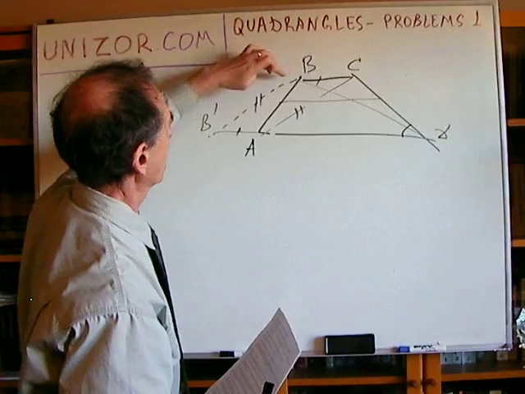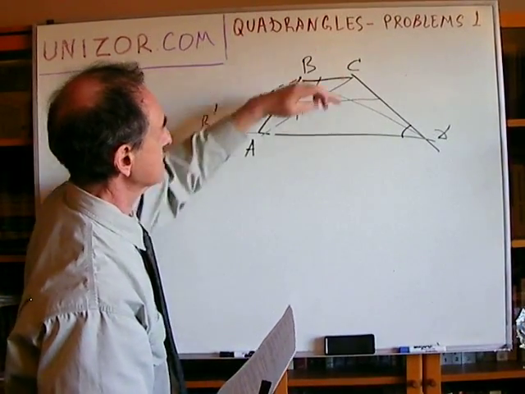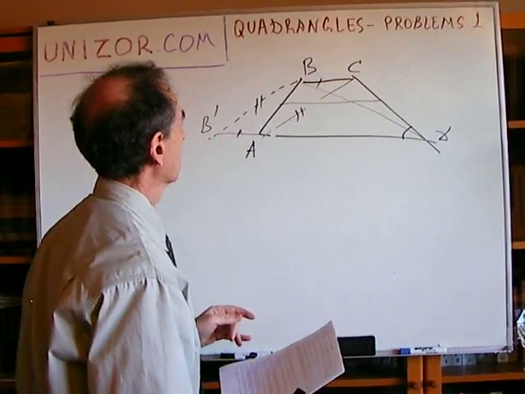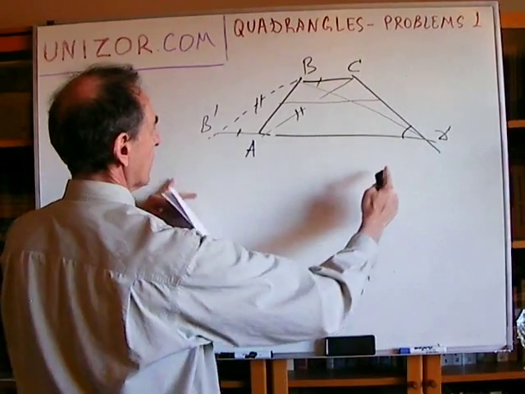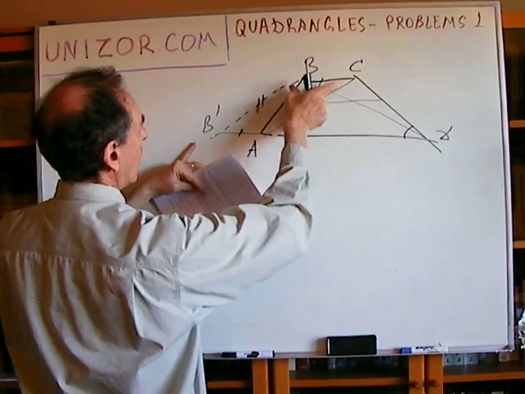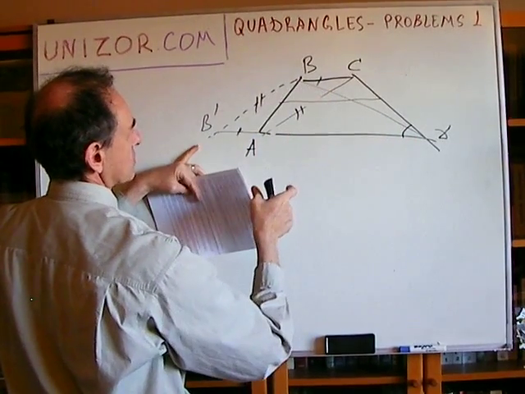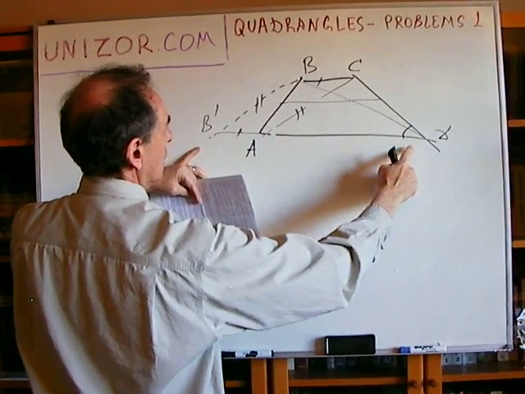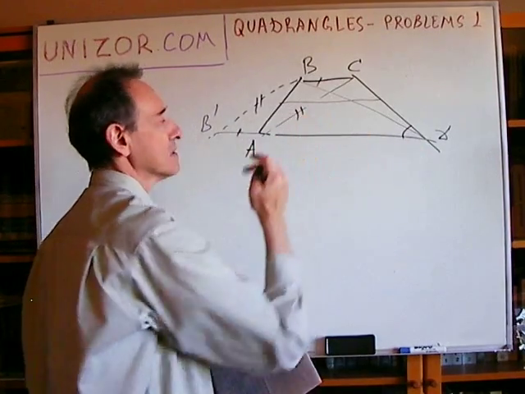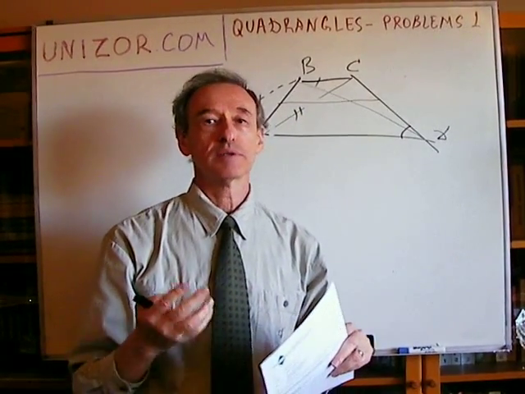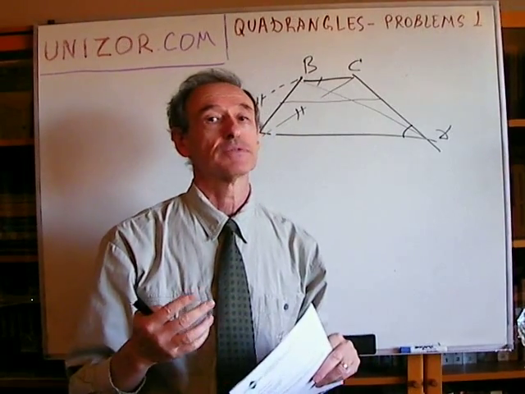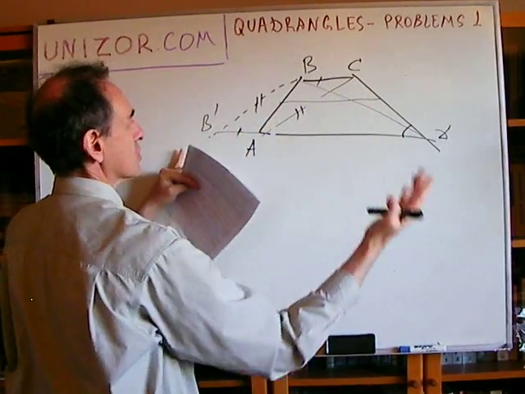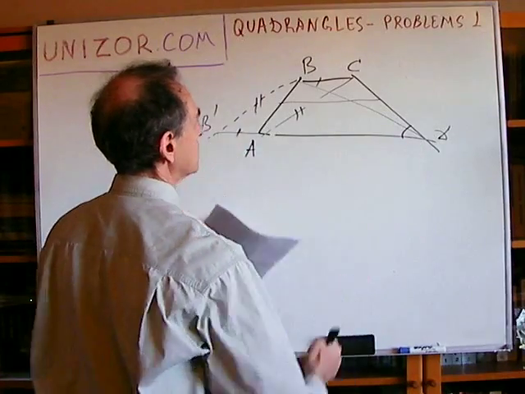Which means BB prime is equal to diagonal AC, which is known. BD is another diagonal, which is also known. So what's left? B prime D. Now, what is B prime D? B prime D is the sum of two bases of a trapezoid. Now, we know the median, and you remember the theorem about the median of a trapezoid, that it's equal to half of the sum of two bases. Now, this is the sum of two bases. How can we get it? If we know the median, just double the size of the median. So you'll get B prime D.